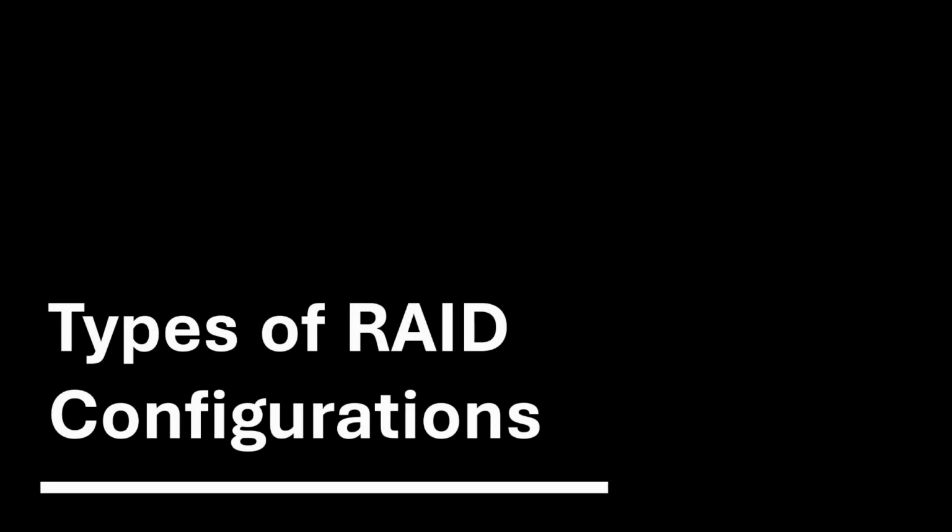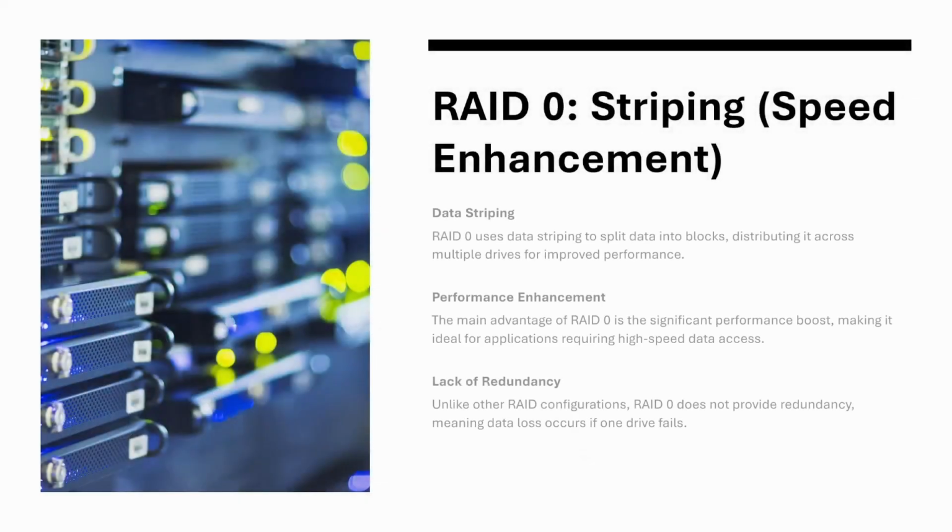So let's talk about the types of RAID configurations. Starting with RAID 0, striping. It's speed enhancement. RAID 0 uses data striping to split data into blocks, distributing it across multiple drives for improved performance. The main advantage of RAID 0 is the significant performance boost, making it ideal for applications requiring high-speed data access. Unlike other RAID configurations, RAID 0 does not provide redundancy, meaning data loss occurs if one drive fails.